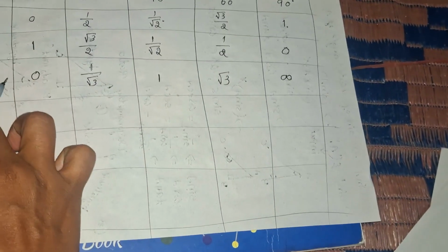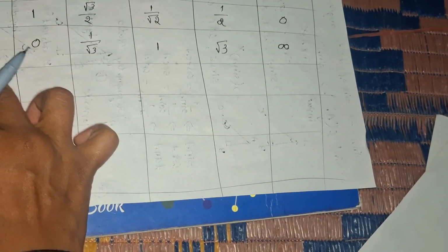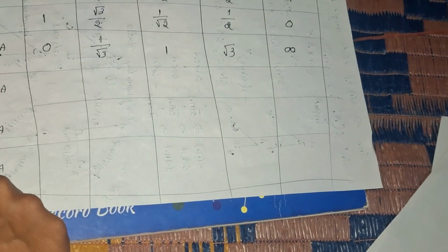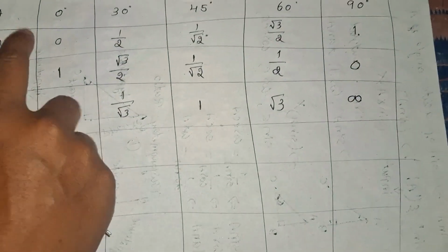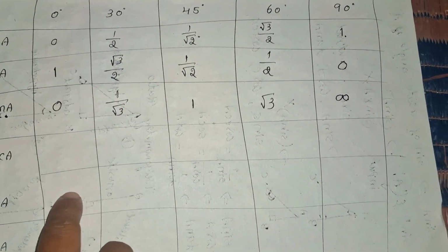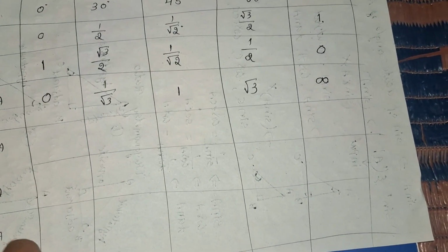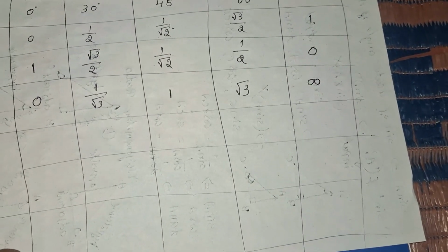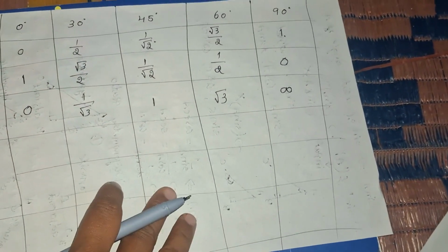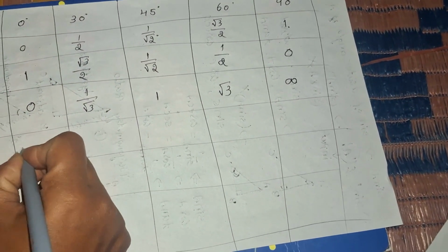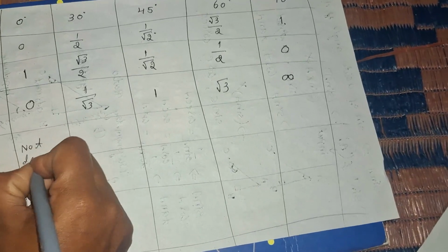So children, do you understand tan A? Then understand cosecant A. What is the formula of cosecant A? Cosecant is the reciprocal of sine. Yes, exactly, it is the reciprocal of sine. So write that. What is 0 by 1? 0 by 1 is not defined or infinity.